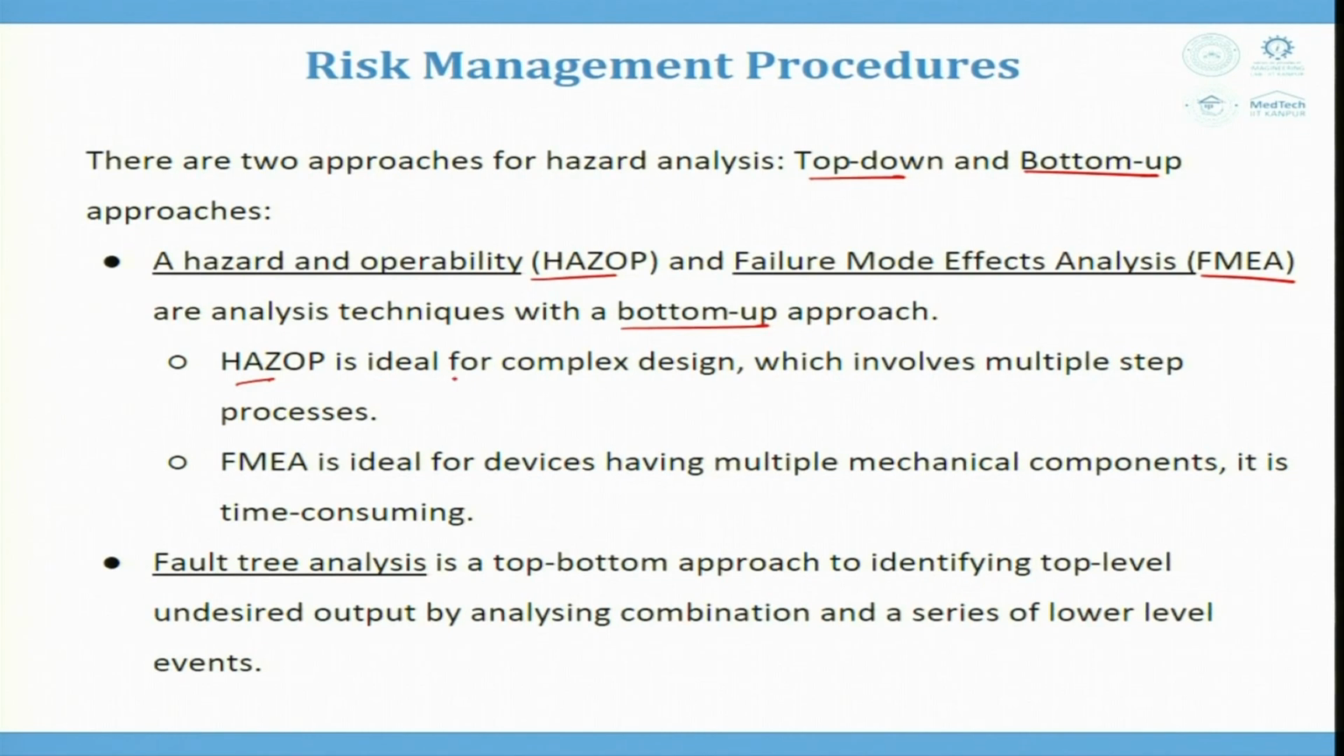HAZOP is ideal for complex designs which involve multi-step processes. FMEA is ideal for devices having multiple mechanical components, because for each of the components we can try to mitigate what kind of risks are there. We can try to change the component size, component material also, so that the RPN number comes to the acceptable level and we then go to the next hazard. So, it is time consuming because we keep on mitigating till we get the acceptable hazard level.